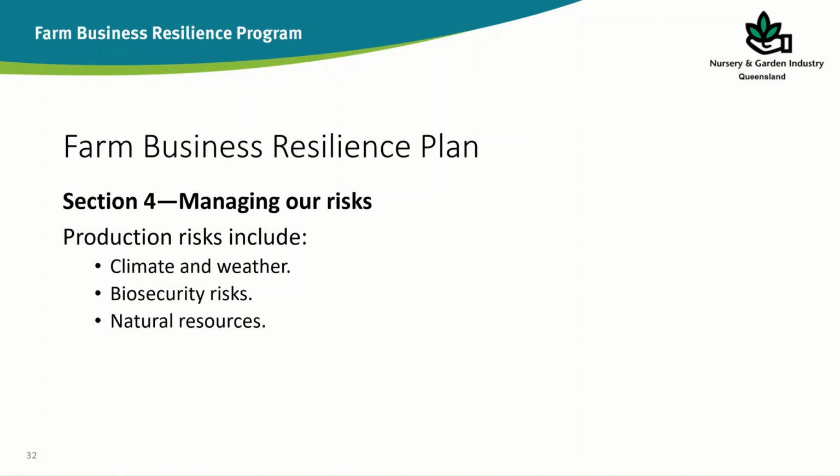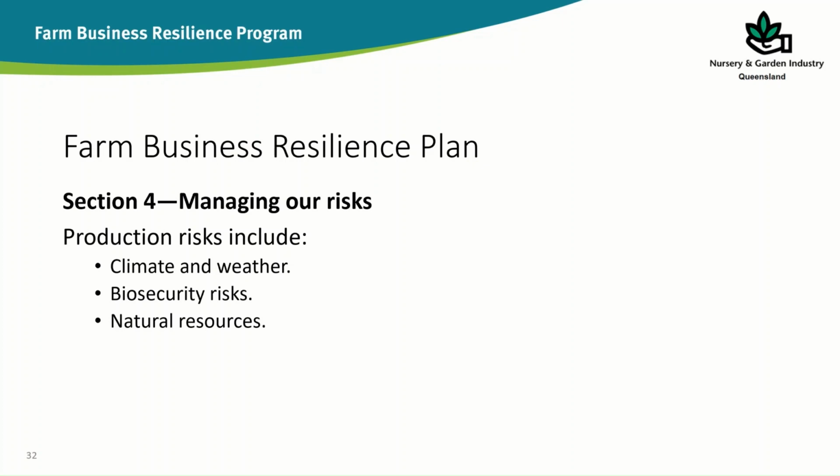Production risks include climate and weather, such as drought, fire, flood, and hail. Examples of strategies to address these risks could be to maintain fire breaks and firefighting equipment in good condition, monitor rainfall and flood forecasting, install hail netting, or purchase hail insurance. It should be noted that risk management for drought is covered in more detail in section 6.